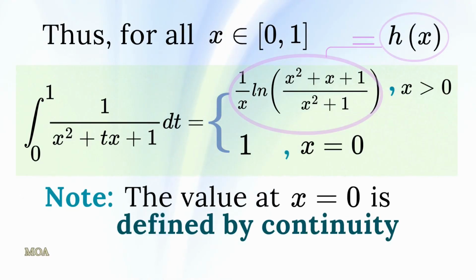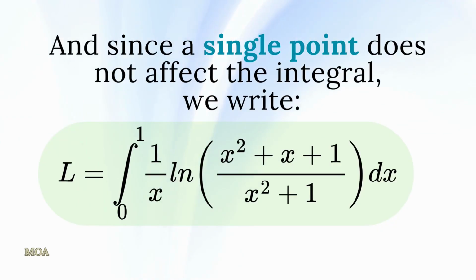Therefore, for all x in the interval from 0 to 1, the inner integral equals h of x when x is greater than 0, and equals 1 when x equals 0. In other words, the value of the inner integral at x equals 0 is defined by continuity. And since changing a function at a single point does not affect the value of its integral, we may write L as the integral from x equals 0 to 1 of 1 over x times the natural logarithm of the quotient, x squared plus x plus 1, divided by x squared plus 1 with respect to x.